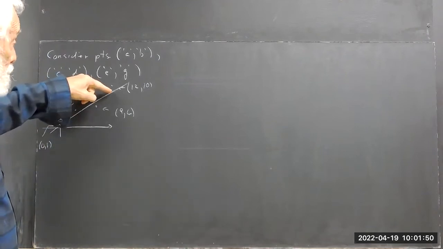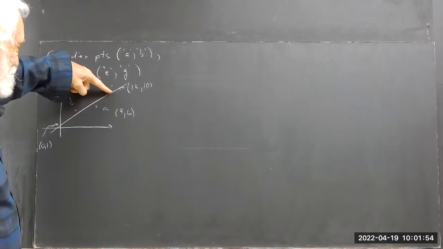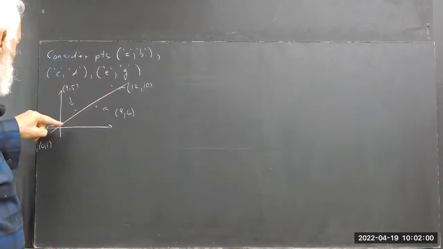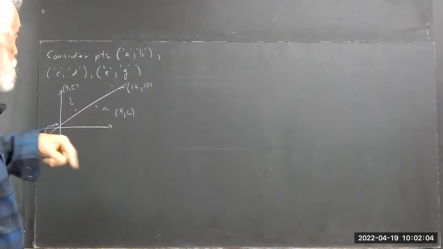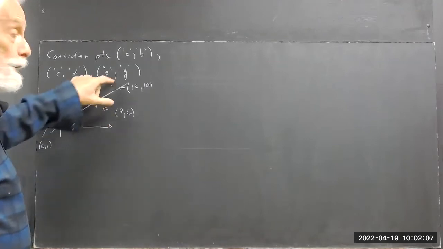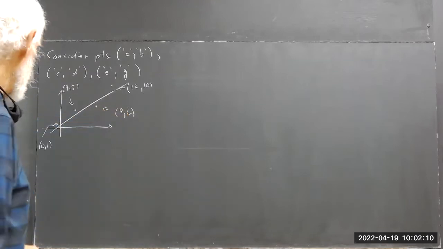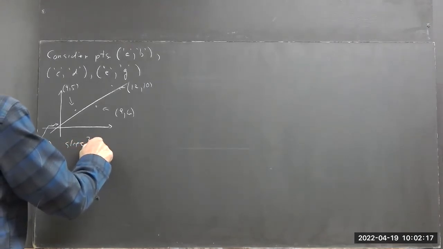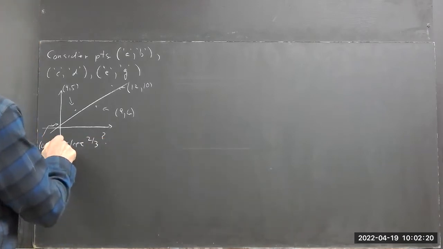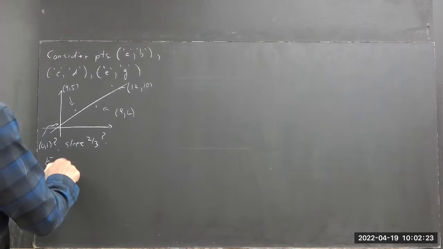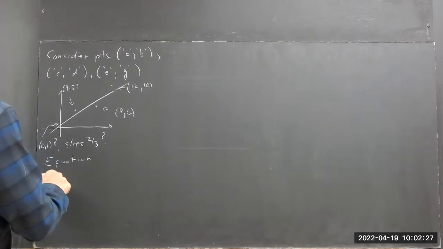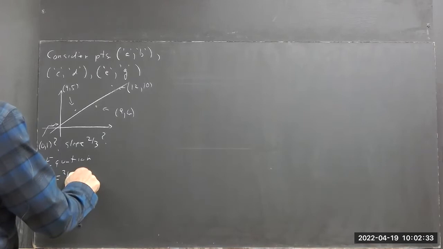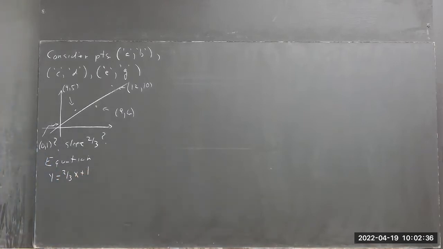So anyhow, the coordinate here is 10, so I'm going to estimate that the coordinate here is, it's not very well drawn to scale, I'm going to pretend the coordinate here is 9. And then the run from here over to here is 12. So the rise from here to here is going to be 8. The run is 12. So the slope is 2/3. So the equation is y equals 2/3 x plus 1.